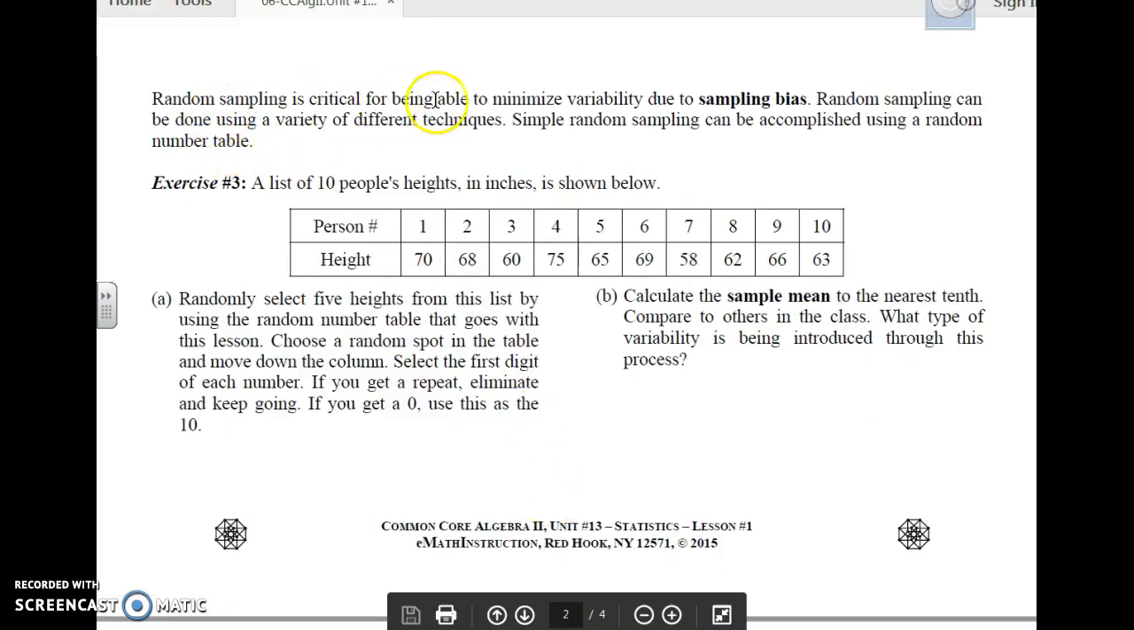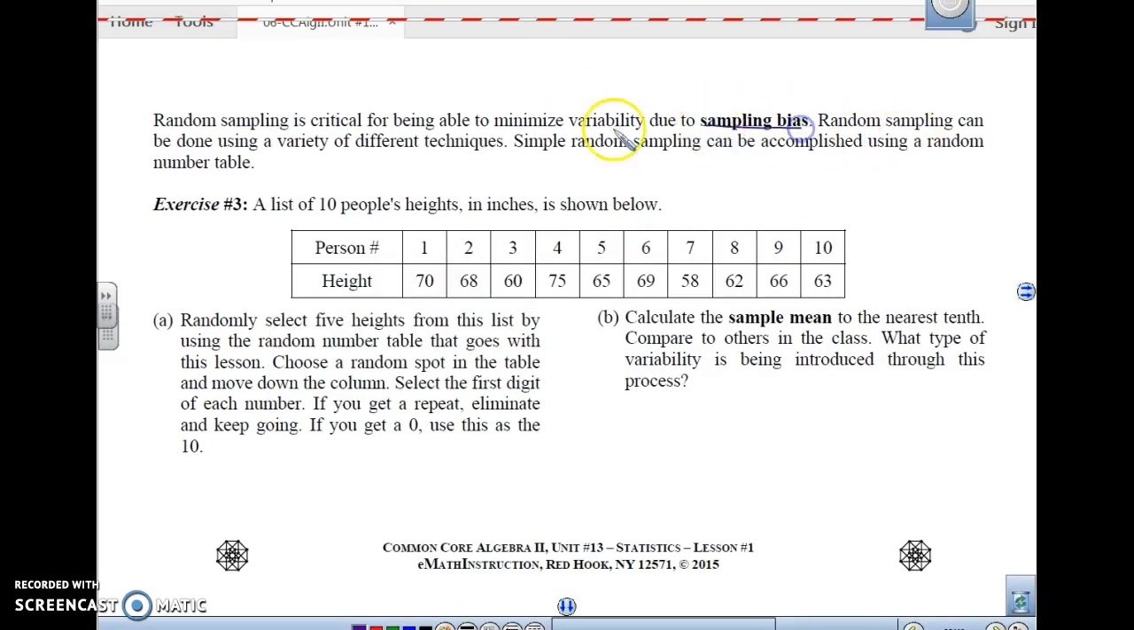Random sampling is critical for being able to minimize variability due to sampling bias. Random sampling can be done using a variety of different techniques. Simple random sampling can be accomplished using a random number table. We'll be talking about this in the next lesson, so hang on to this for the next lesson. So you should know what the different kinds of variability are and what kind of sampling there is as well.